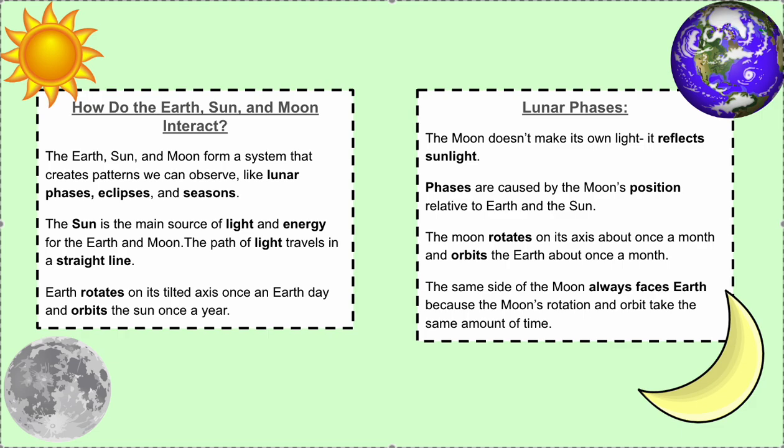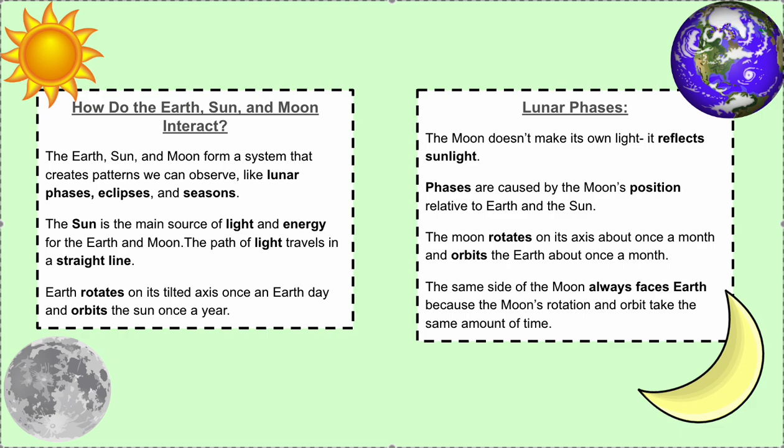The moon doesn't produce its own light. It reflects sunlight. As the moon orbits Earth, we see different portions of the lit side. These visible changes are called the phases of the moon. From new moon to full moon and back again, the phases follow a predictable monthly pattern based on the moon's position relative to the Earth and the sun.